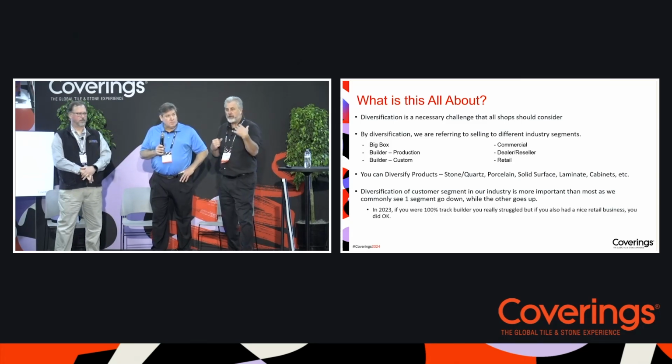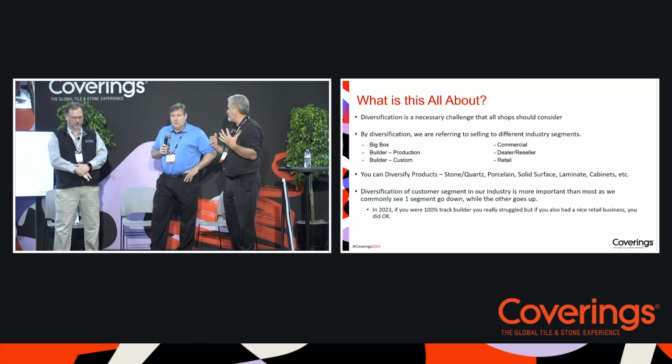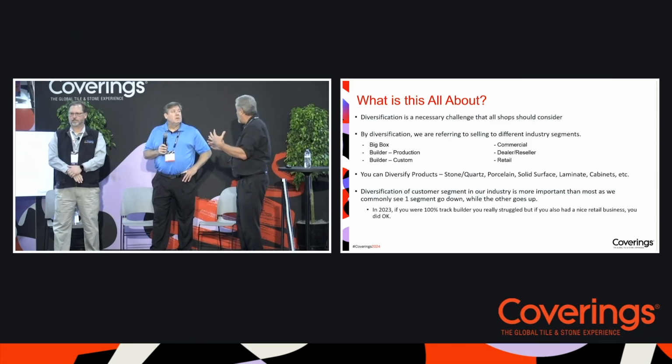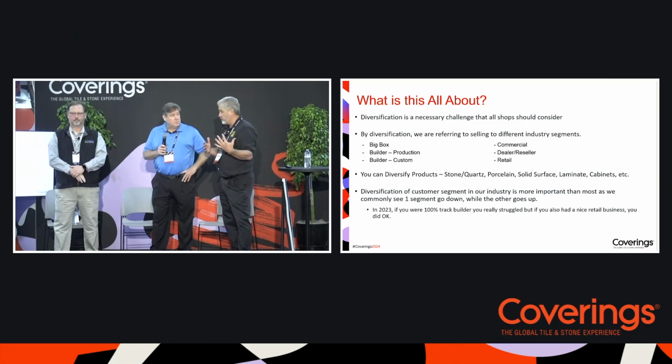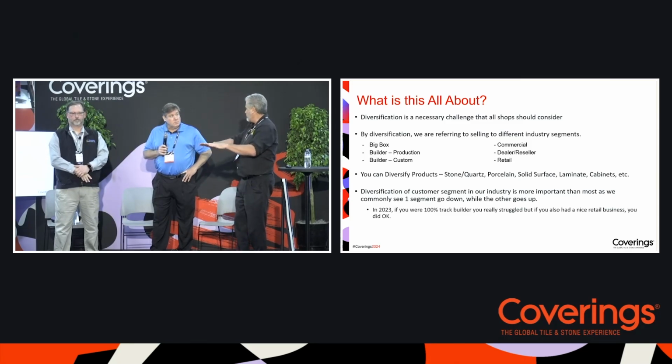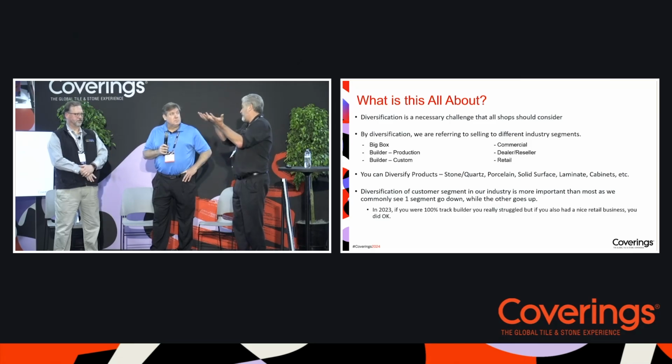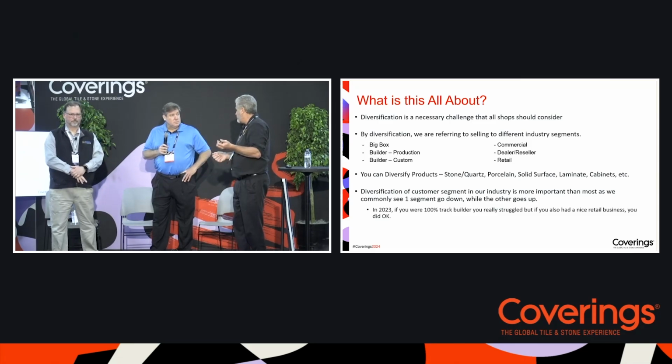And then the other type of diversification we're going to talk about is with materials, right? Materials, cabinets, tile, what other areas are there to get into that again can sustain some downturn, but they can also complement other sides of your business. Sure.